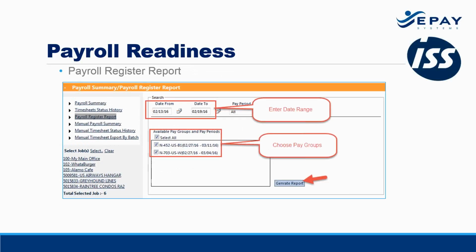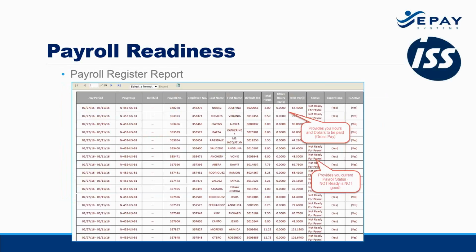All right, and the last one I want to talk about before we go into how to take care of those anomalies is a payroll register report. As an approver, the payroll register report will give you the opportunity to pick a date range. It'll also allow you to select the specific pay group you want to run for. Once I generate this report, the system provides a payroll register report where I can see all the employees, all the hours that they accumulated, what their total pay was, and what their current status is, if they're ready or not ready for payroll.